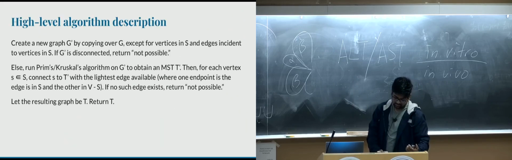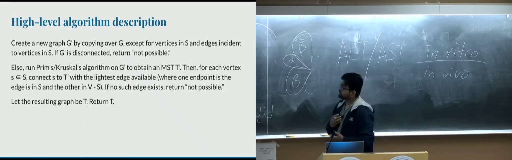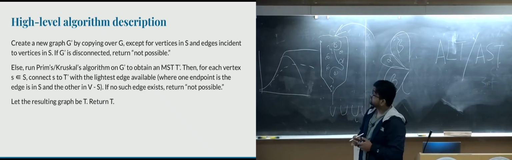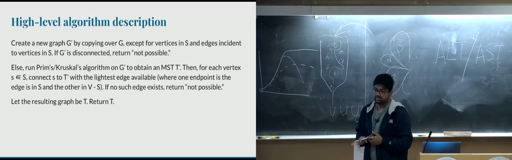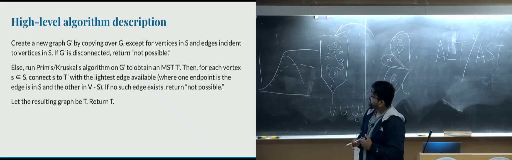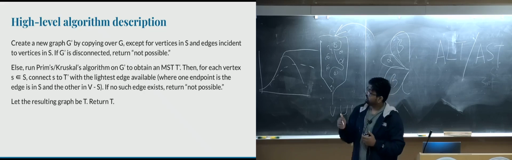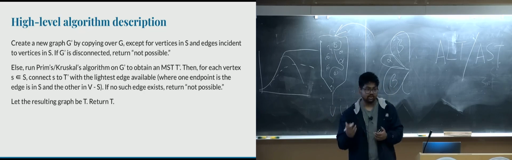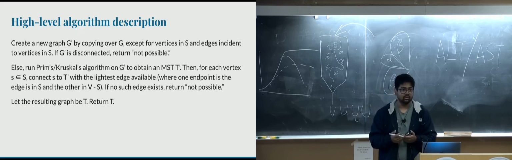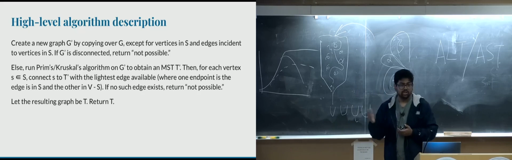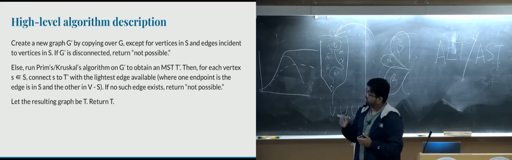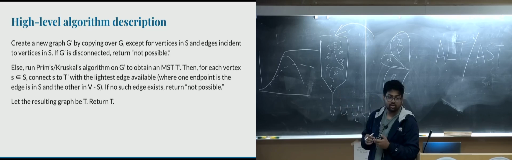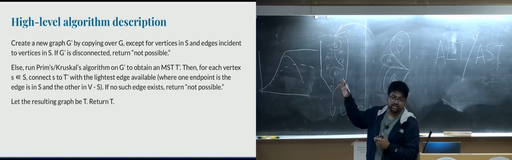So let's see the solution that we have here. What it is saying is you create a new graph G prime by copying all the vertices except for the vertices in S. Okay? And then you first check if the new graph G prime is connected or not. If it is disconnected, that means it's not possible. That's what the algorithm is saying. But if it is still connected, then you run Prim's or Kruskal or any other MST algorithm on that, and you find the MST T prime.